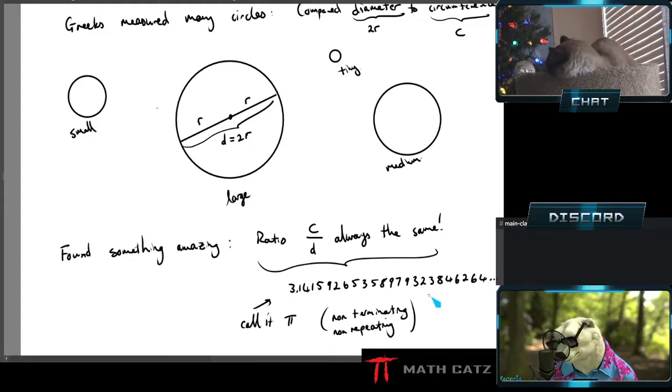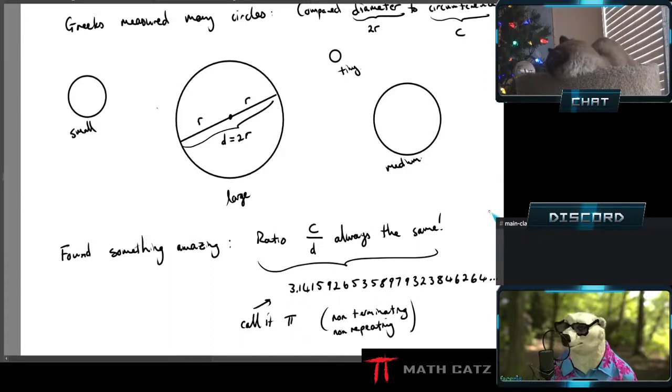Yet it's weird, this weird number that never ends, never repeats. It's fundamentally attached to this simple geometric shape. That's weird, but it's true. The ratio of circumference to diameter is always the same regardless of which circle you look at. It is a constant, pi.